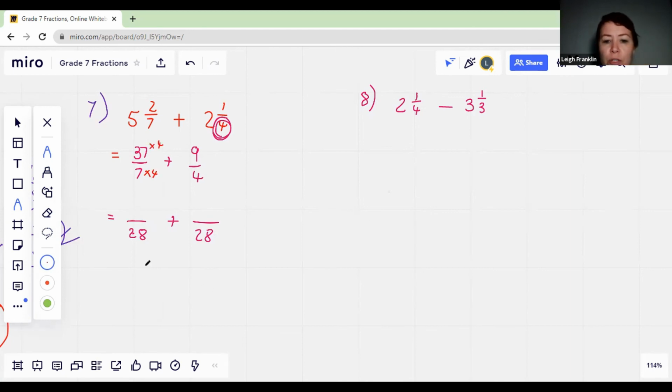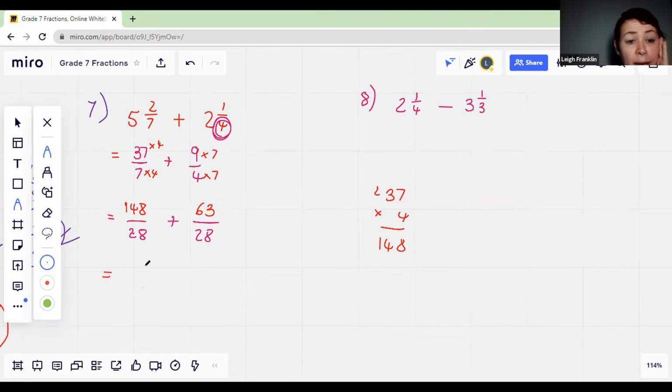Now we've got to multiply that by 4. So 37 times 4 is going to leave us with 148. Is that right? Okay, good. Well done. It's 148. And then here we've got to times that by 7 as well. What's 9 times 7? 63. Good job. Well done, grade 7s.